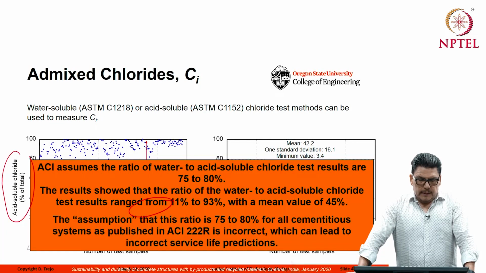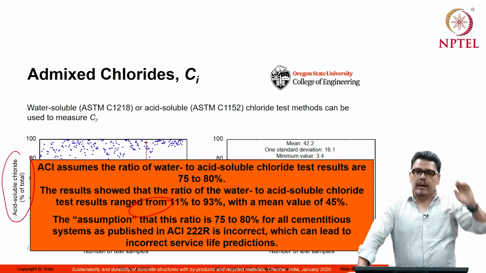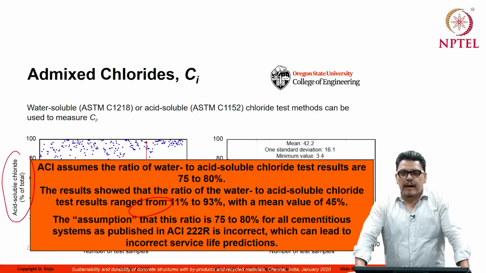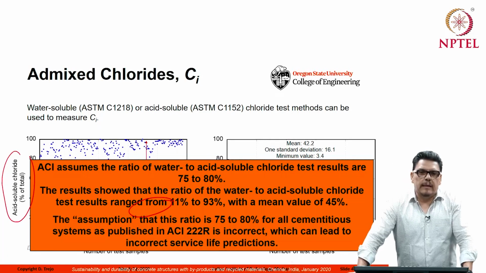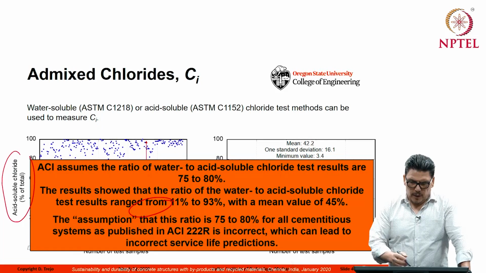ACI assumes that the ratio of the water to acid-soluble test is 75 to 80%. The results show that the ratio is anything but that. It ranges from about 11 to 83% with a mean value of 45. This is very dependent on the cementitious system. So the assumption is incorrect and it needs to be changed, and we're working on that now.